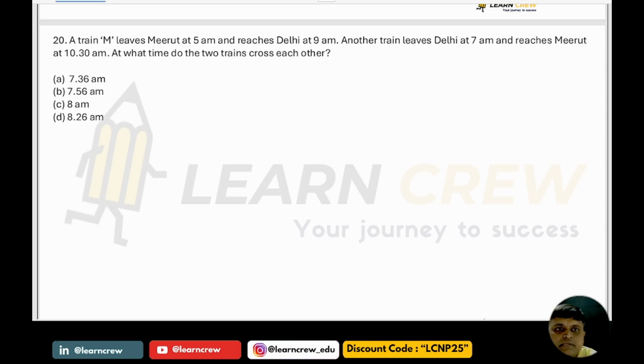So please see here, a train M leaves Meerut at 5 a.m. and reaches Delhi at 9 a.m. Another train leaves Delhi at 7 a.m. and reaches Meerut at 10:30. So the first is taking 4 hours, and the second is taking 3.5 hours. Right?